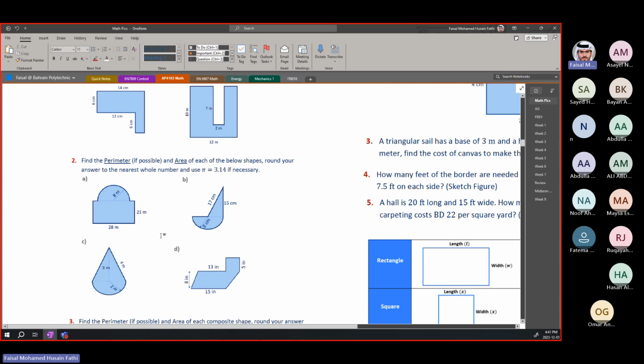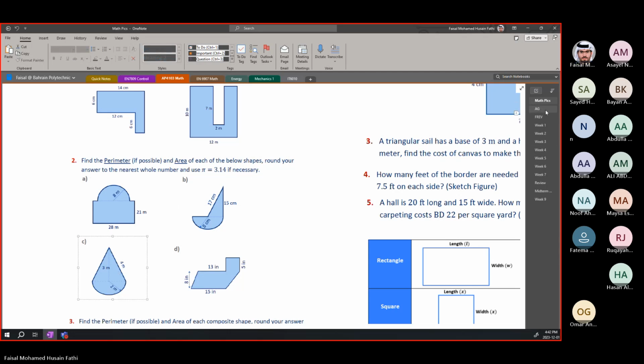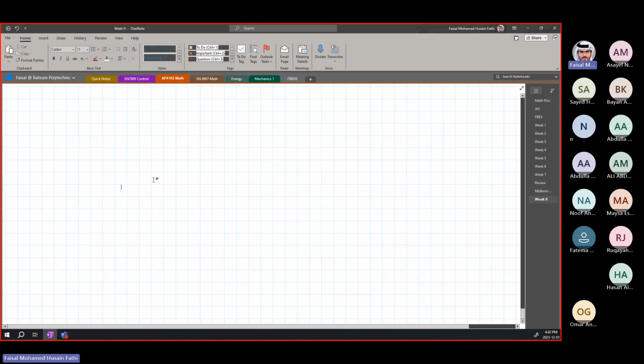So let's do part B. Actually, part B is very similar to part A. It's just instead of a rectangle, it's a triangle. Let's go to part C. And if we have time, we can circle back to it. Let's do part C.